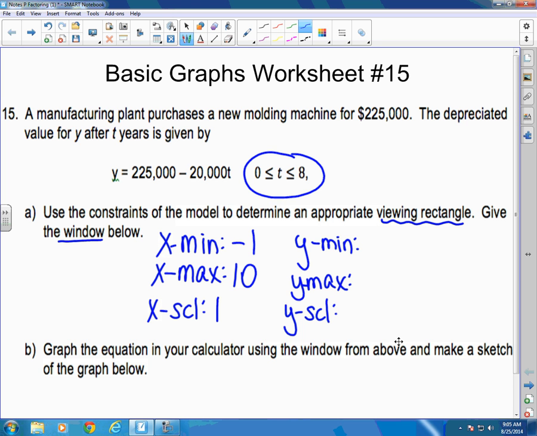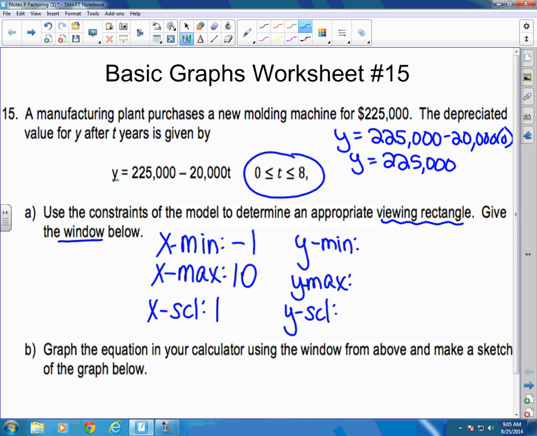The easiest thing to do is just to take the 0 and the 8 and to plug them into the problem. So my first one, if I plug a 0 in, that's going to give me one of my y values, and in this case it's going to be 225,000. That's going to be the maximum y value because this is depreciating. So at 0 years, it's worth its most amount of money.